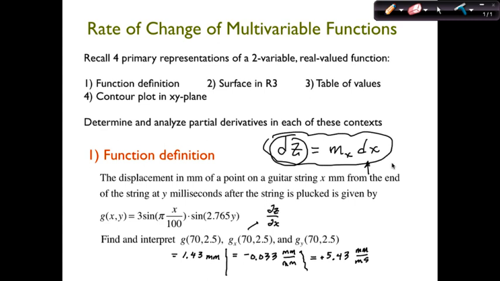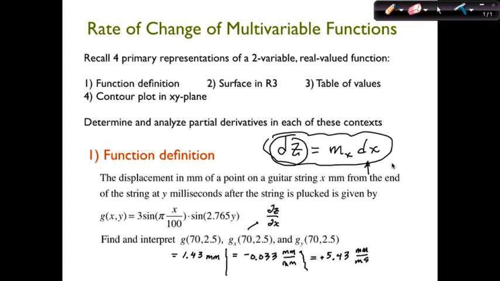Okay, so let's try the next one. Yeah, Alex. At 70 millimeters down the string, at 2.5 milliseconds, for any small change around 2.5 milliseconds, the change in displacement will be 5.43 times that change in time. Good. You got it. Someone else want to try? Jorge's like, no. Eddie, you want to try it?